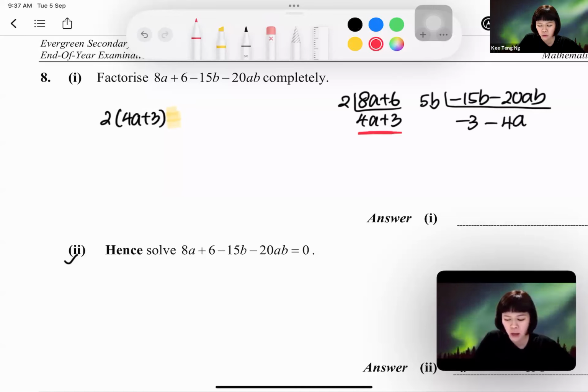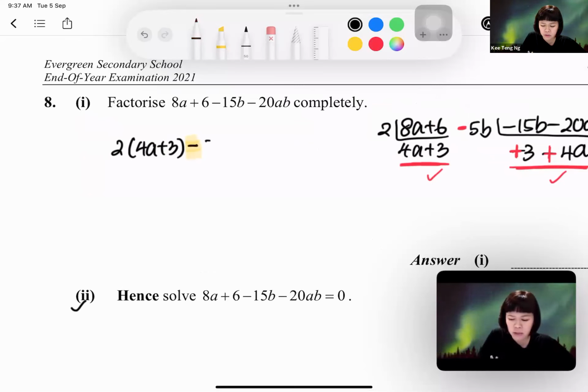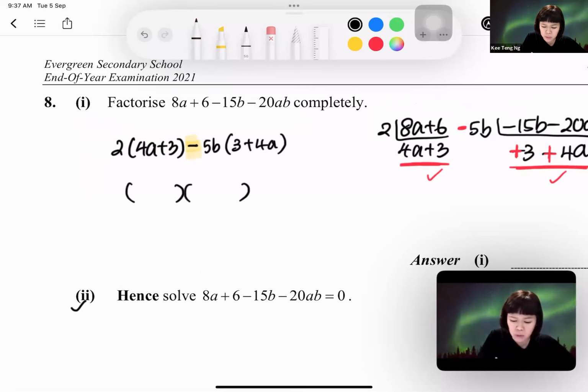However, these two are not of the same sign. What do I need to do to make them the same sign? I can factorize out the negative number. So I factorize out a negative 5b, and this one becomes positive 3, positive 4a. Now these two are exactly the same. So in that case, I will factorize out negative 5b, 3 plus 4a. 4a plus 3 and 3 plus 4a are actually the same, right? The repeated factor only needs to be written one time. Okay, 4a plus 3. It's not 3 brackets, it's 2 brackets.